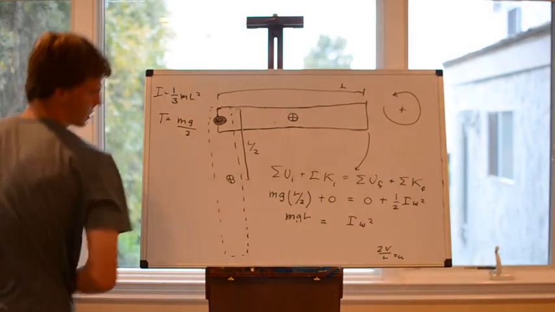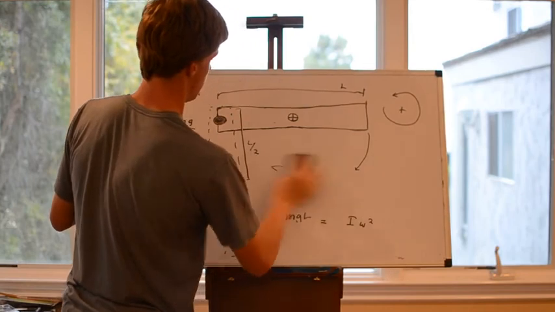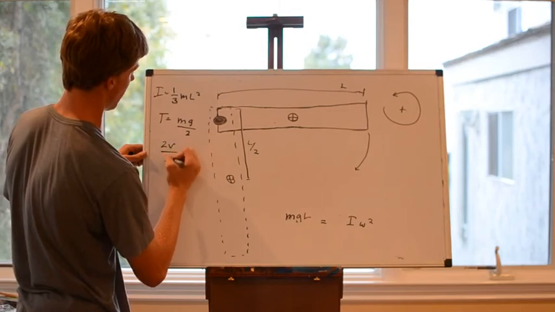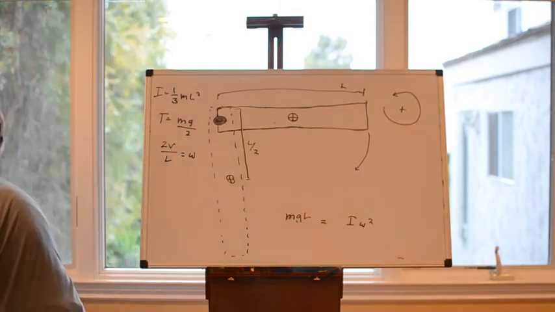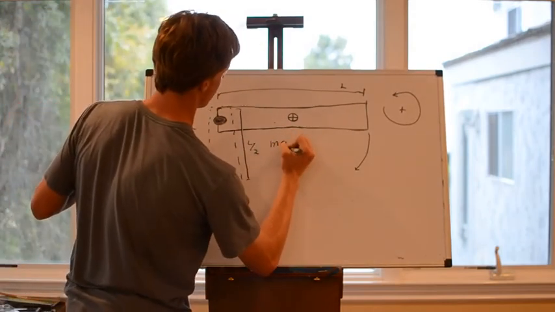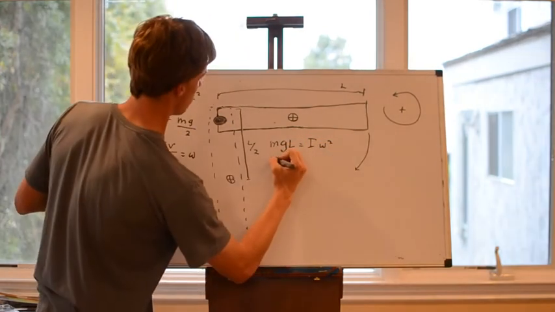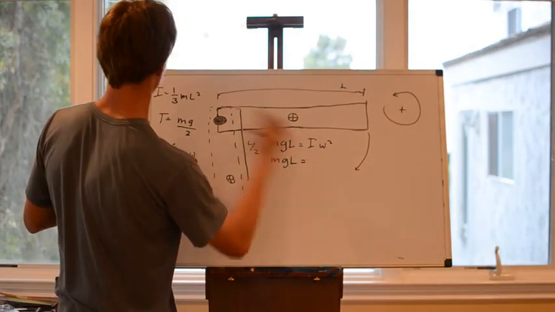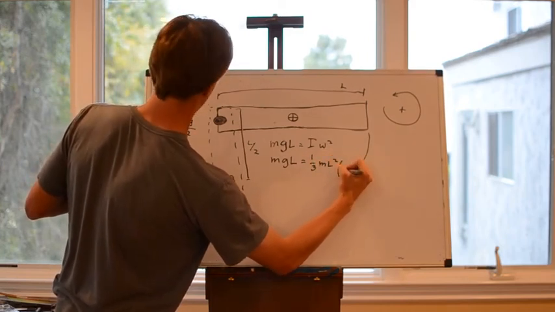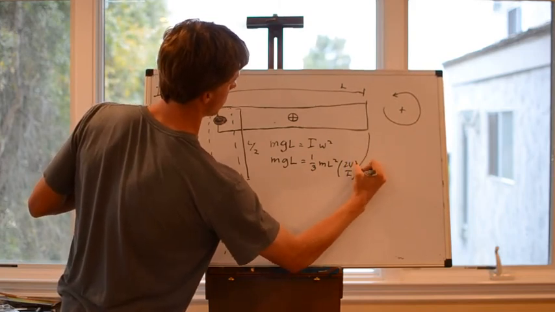So now let me erase so we can get some more room. We'll have 2V over L is equal to omega, and we'll move this up. Mass times gravity times length is equal to I omega squared. Mass times gravity times length is equal to 1/3 mL squared times 2V over L, squared.